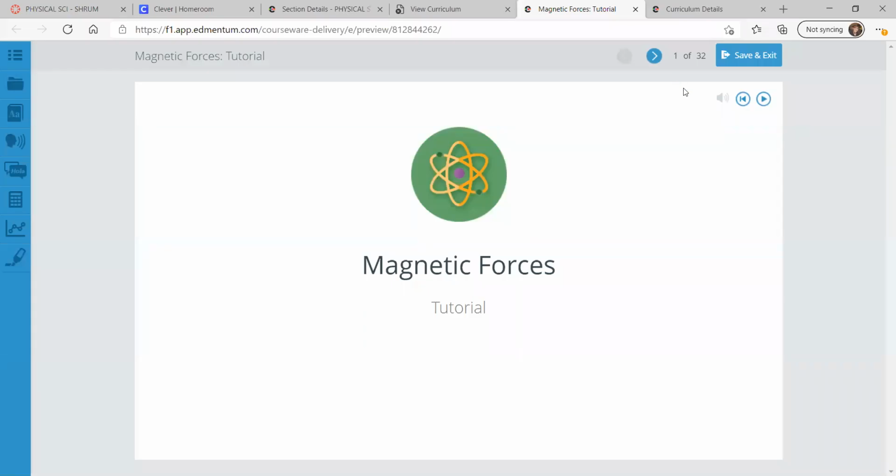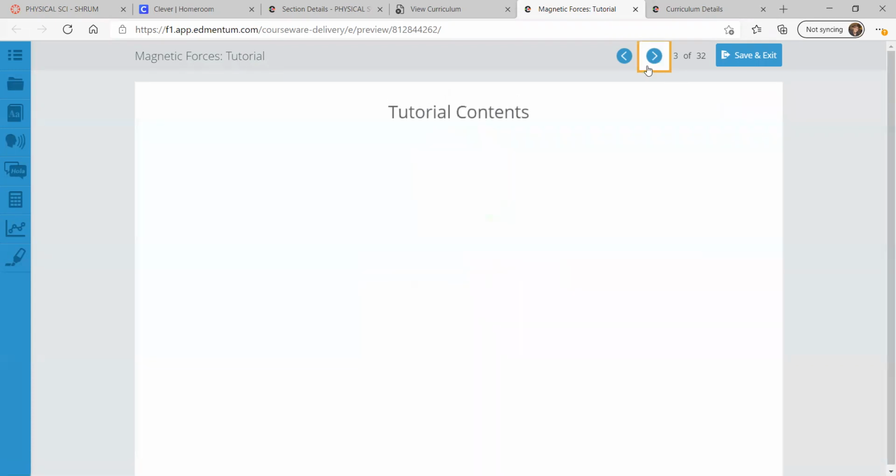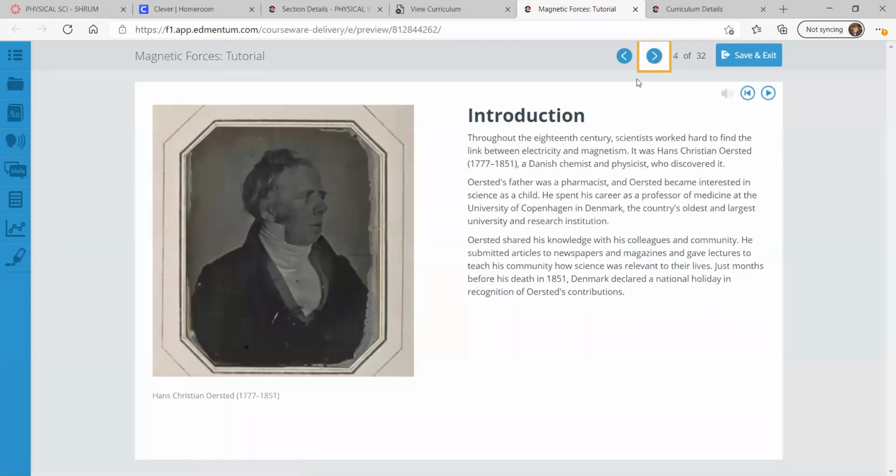Hey, it's Mr. Shrum, and I am going to go over magnetic forces today in this physical science tutorial. By the end of this lesson, you will know how to apply the right-hand rule to determine the magnetic forces on single charges and current carrying wires. So you're going to learn all about that in the upcoming slides.